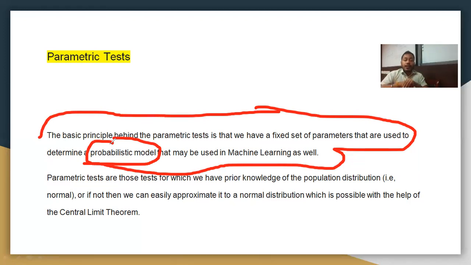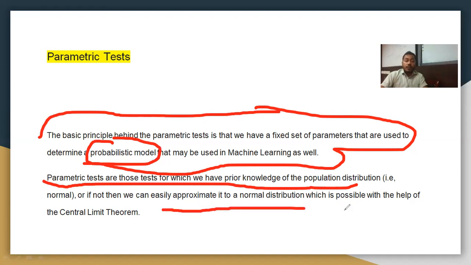Now, these parametric tests are those tests for which we have prior knowledge of the population distribution. You may note it. These tests are for those where we have prior knowledge about the population distribution that is normal, or if not, then we can easily approximate it to a normal distribution, which is possible with the help of some theorem like the central limit theorem.